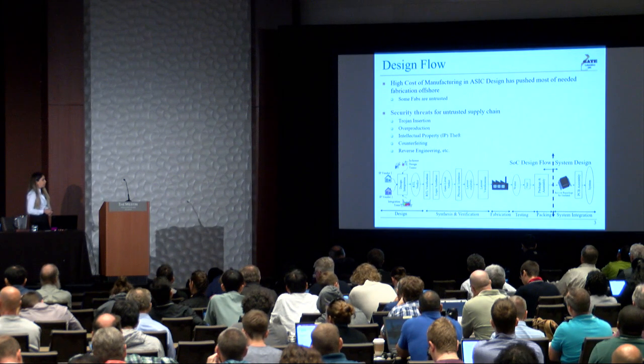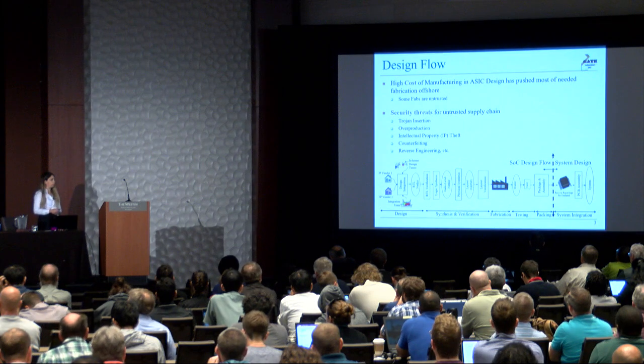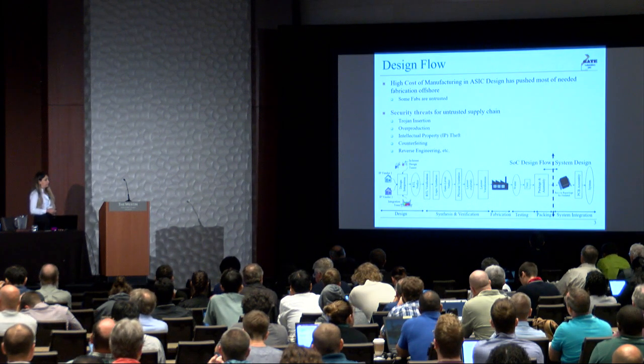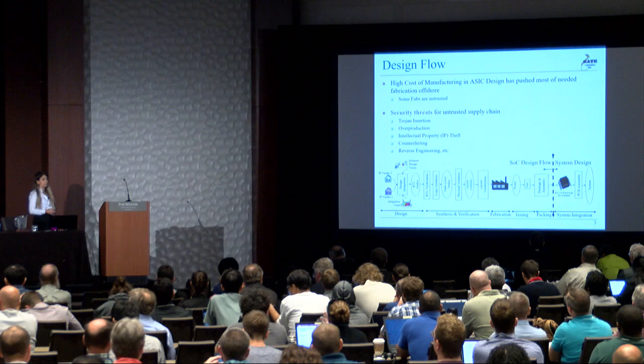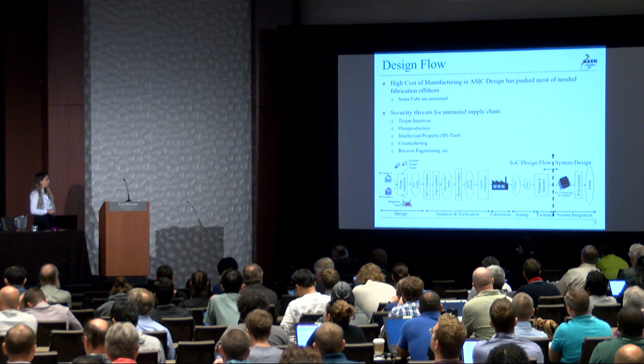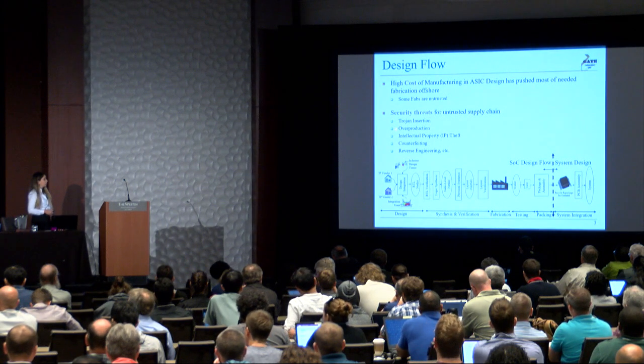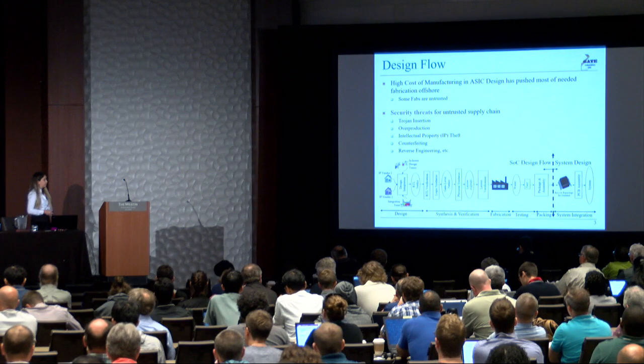The increasing cost of IC manufacturing has pushed several stages of the manufacturing supply chain to third-party facilities, which are considered untrusted foundries. Manufacturing in these untrusted foundries has raised many forms of security threats such as trojanization, overproduction, intellectual property theft, etc.